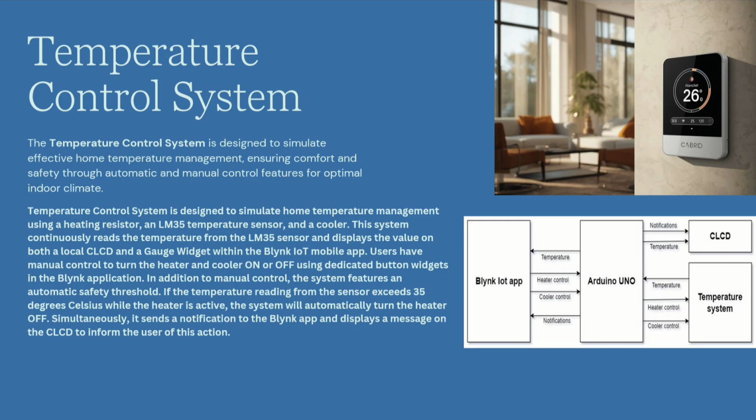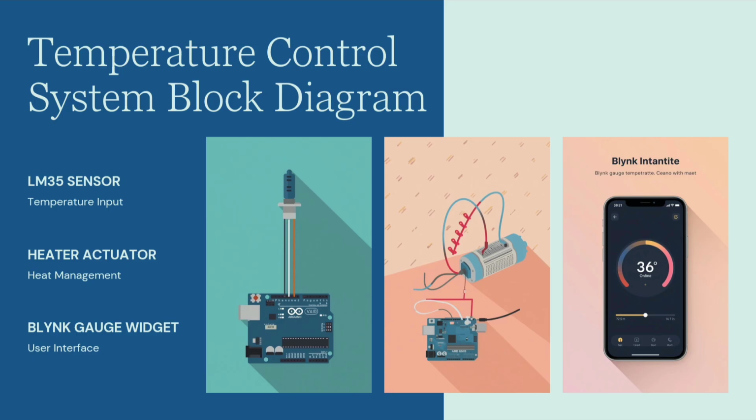Along with the manual control, the system features an automatic threshold. When the temperature read from the sensor exceeds 35 degrees Celsius, the system automatically turns the heater off. In the simulation, it sends a notification to the Blynk app and displays the message on the LCD. This is one of the diagrams. Here the LM35 is the sensor as temperature input, the heater is heat management and the cooler is cool management, and for output we can interface using the Blynk IoT application.